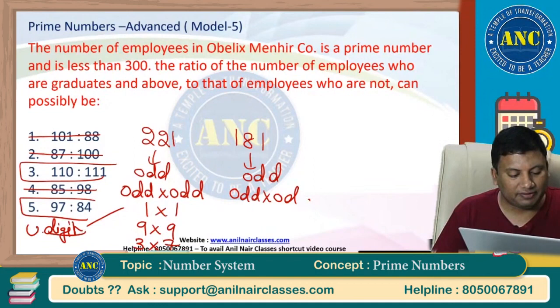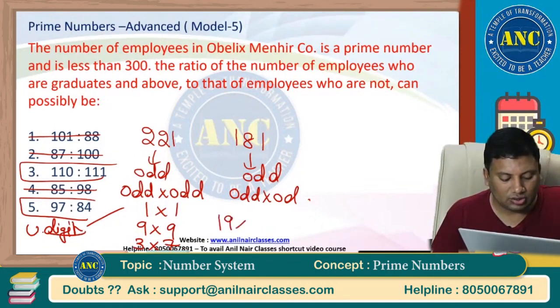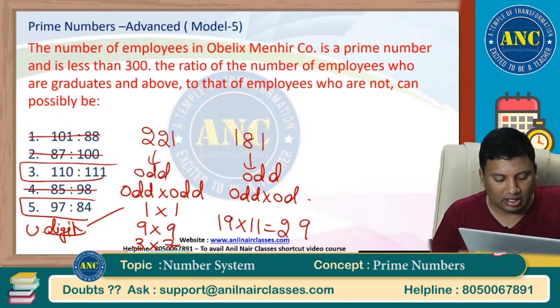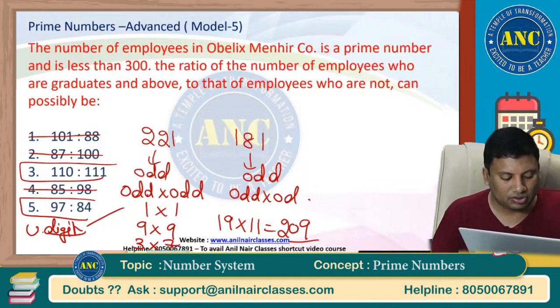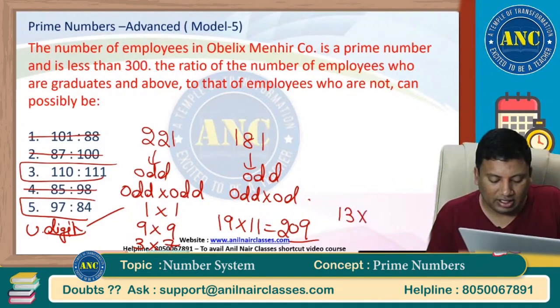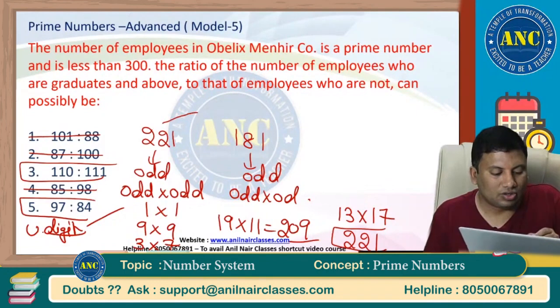Let us take 19 into 11. 11 nines are 99, so it is 209, not 221. So this is not possible. If I take 13 into 17, 17 threes are 51, and it is 221. Oh, it is. So this is nothing but root of 221, which is closer to 15.